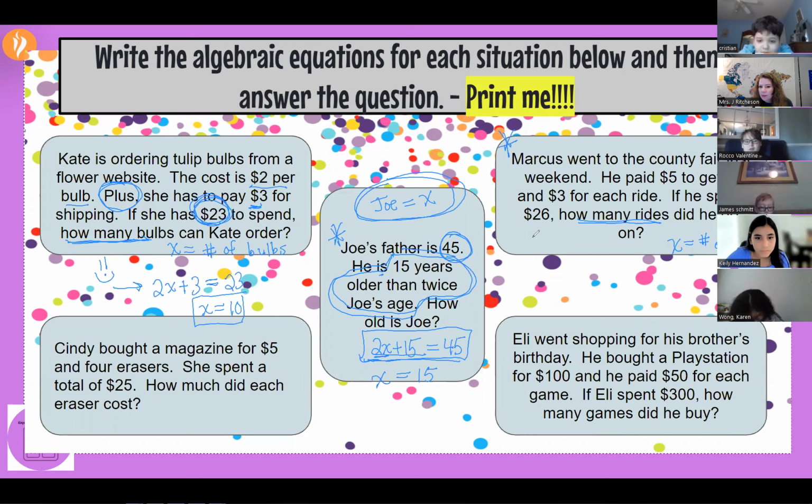All right, so Marcus paid $5 to get into the fair, and then $3 per ride. How many rides did he go on? We do not know, but we do know he spent a total of $26. That is your 2-step equation.